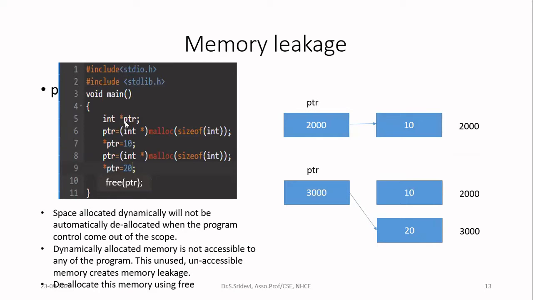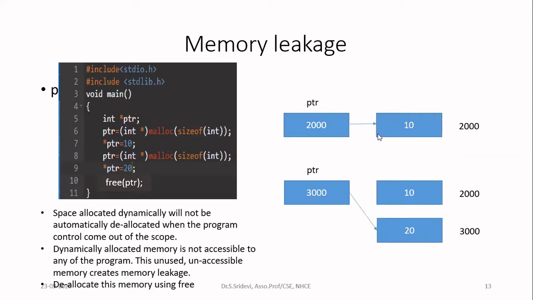Then in this memory, I want to store some data. To store the data, I have to access star ptr, because ptr is going to tell me the address. Now I want to store some data as a value in that address. So I am writing star ptr is equal to 10. When this statement is executed, let us see what will happen.